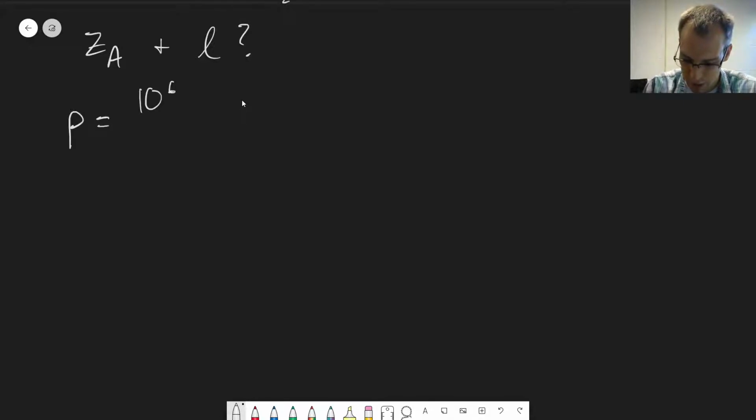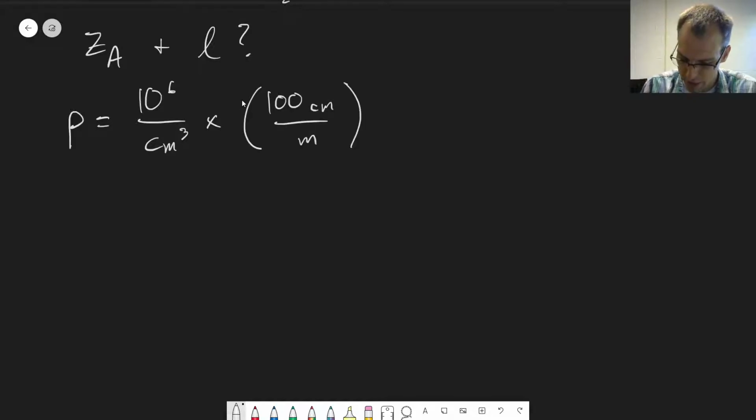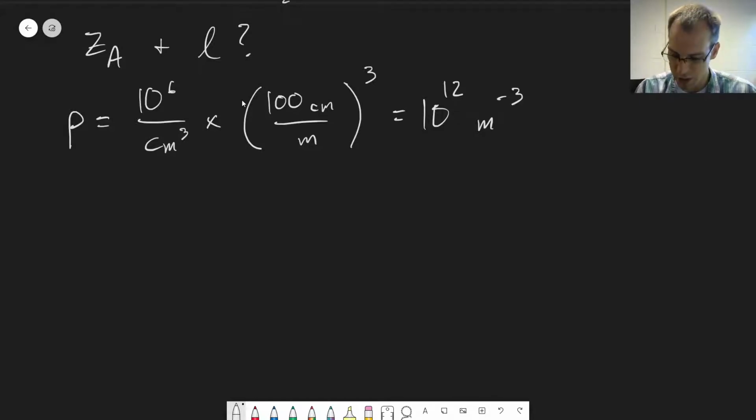So we have 10 to the 6 per cubic centimeter. I'll just leave off the particles for now. And so we need to convert that to meters, so we have 100 centimeters per meter. But since this is cubed, we have to cube this conversion factor as well. So 100 cubed is 10 to the 6th, so 10 to the 2nd raised to the 3rd, so that gives us 10 to the 6th. Multiplied by 10 to the 6th gives us 10 to the 12th. You can also just put that into your calculator. 10 to the 12th, and that'll be in units of meters to the minus 3, particles per cubic meter. So again, I just left off the particles.